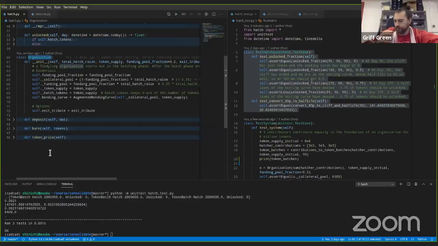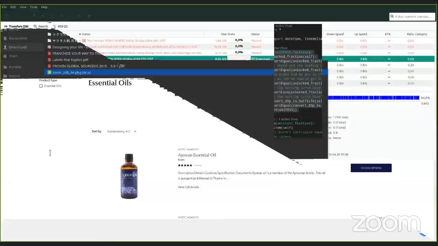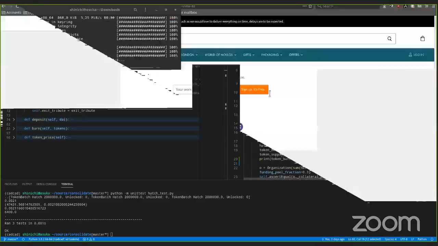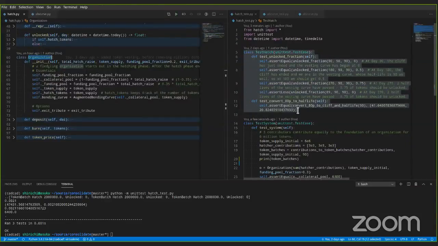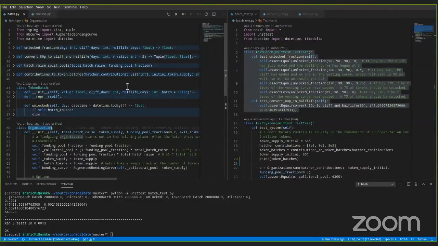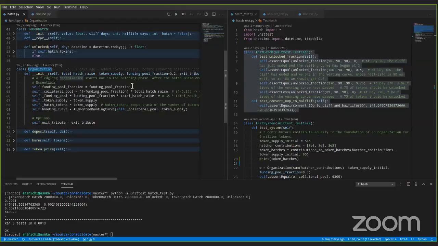I don't know if I get entirely the scope of the code. You have been implementing the hatch part and then the organization part, and the organization part includes entering and leaving the bonding curve and the funding pool. Okay.